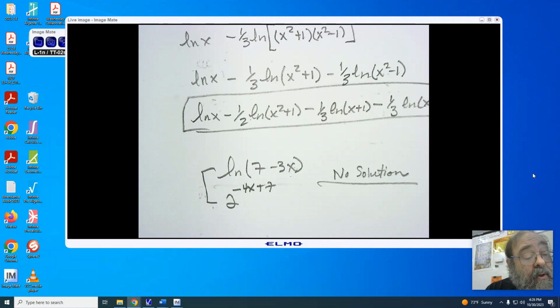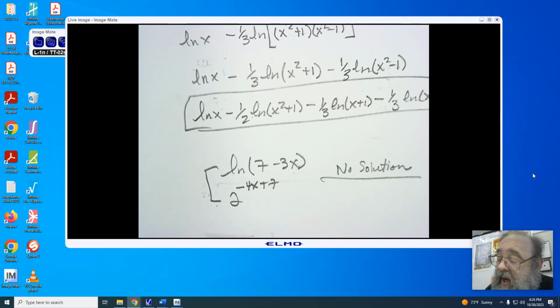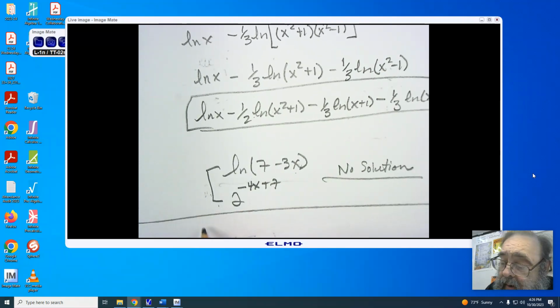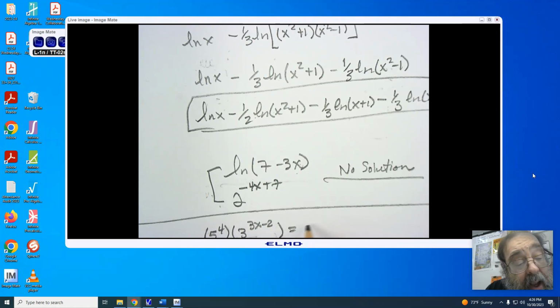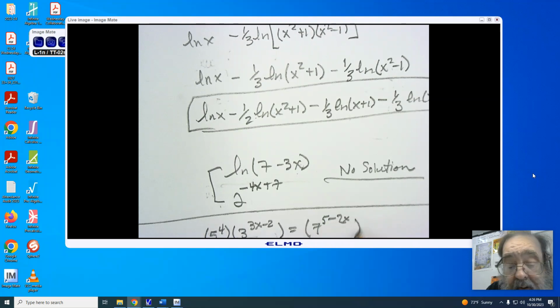This brings me to number 10b. Now 10b is where we get the long work. So we have 5 to the 4th power. We then have 3 to the 3x minus 2. And it equals 7 to the 5 minus 2x times 2 to the 3rd power.